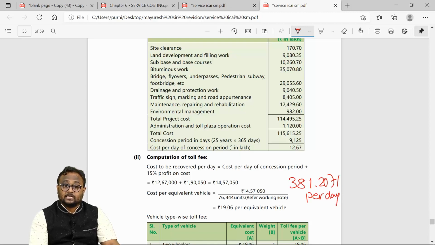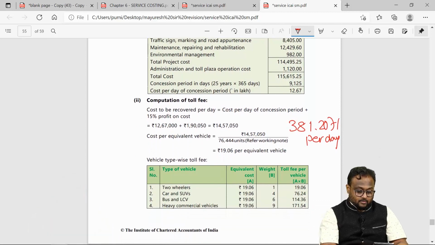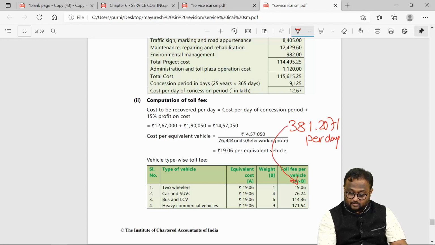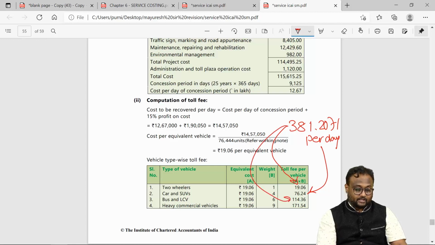If you have this as total, 5% of this will be 19.06. 20% of this will be 76.24. This is 100%, no? 30% of this will be 114.36, and 45% of this will be 171.54. It's simple, no?